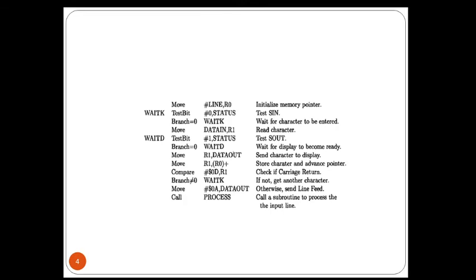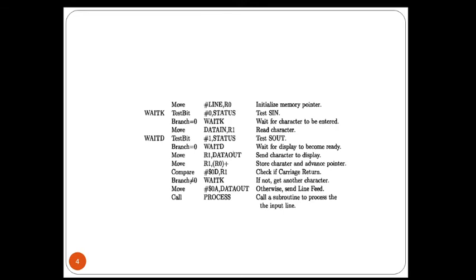Let us understand this program. Move #LINE, R0 initializes the memory pointer; R0 is used as a pointer to the memory buffer. Then we have Test bit #0, status, where we check the status of the SIN flag. Then Branch equal to 0, WAITK. K is for the keyboard, D is for the display, just remember. So we wait for the character to be entered from the keyboard.